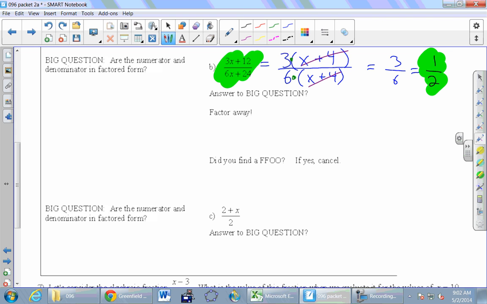So if I can't cancel yet, then I factor. Can we factor 2 plus x? There's nothing to do with that. There's nothing to factor out. It's not an x squared. You can't factor anything upstairs. 2 on the bottom is just plain 2. So, okay, I guess it's technically in factored form. There's nothing to do. So what's the answer to this problem? It is itself. You can't simplify this.